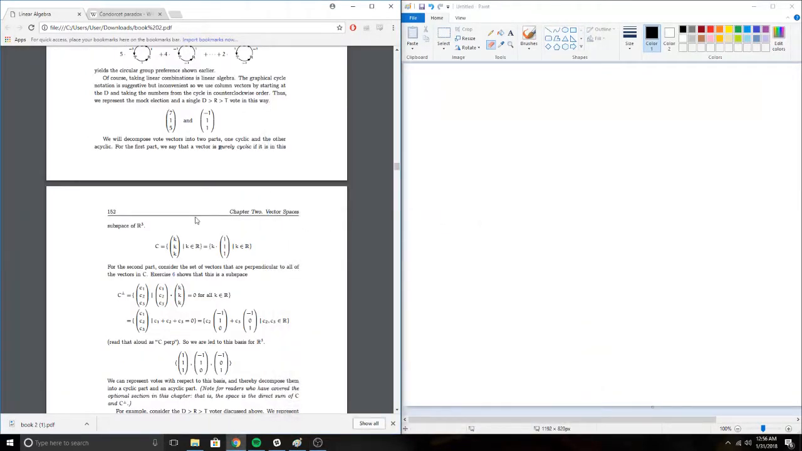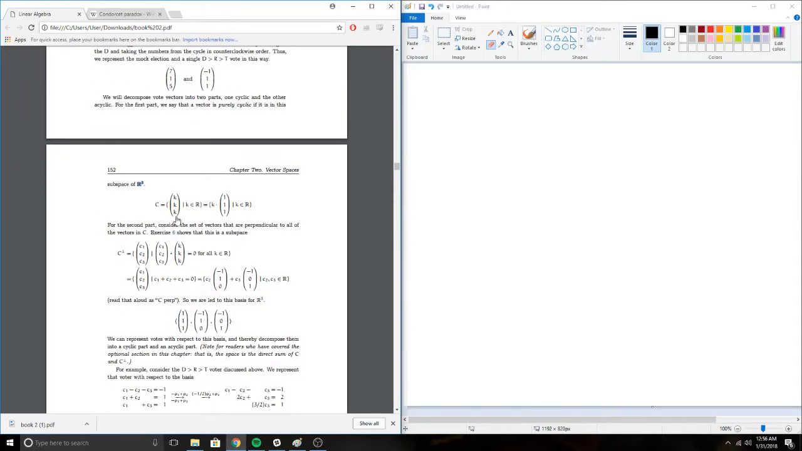From this point, we want to create a basis for our data set so we can have something to go off of, and we need a basis for the subspace or else we won't be able to prove anything. So the textbook says we say that a vector is purely cyclical if it is in the subspace of R cubed. So that means we have to have this vector setup, K is all real numbers, so on and so forth.